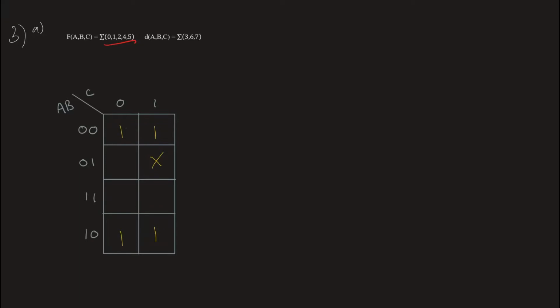0, 0, 0, 0, 1, 0, 1, 0. I don't need one there. Alright. Then we've got our don't care. So 3, we've got 1 at 6, which is 1, 1, 0, and we've got 1 at 7, which is 1, 1, 1. Ah, look at this trick case.